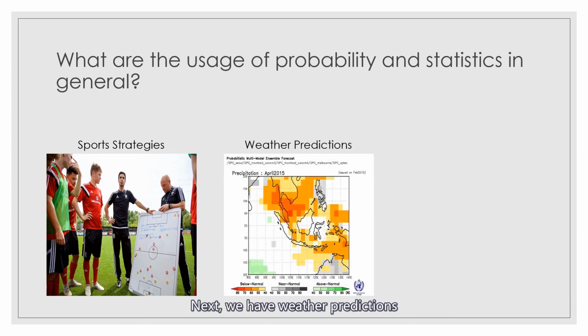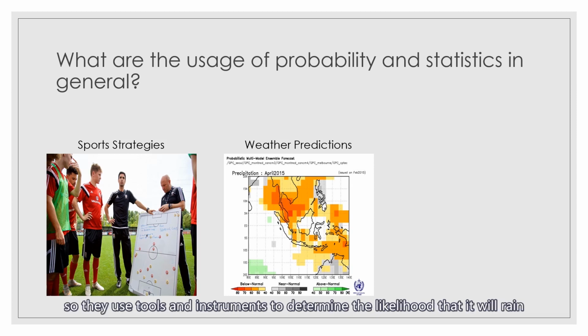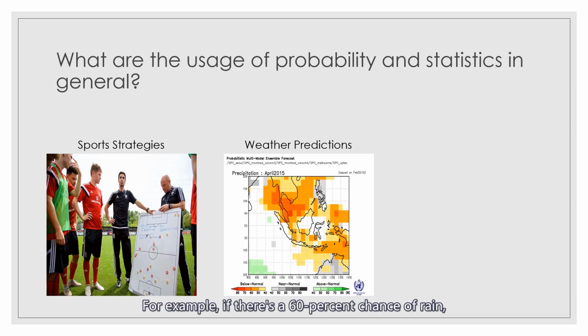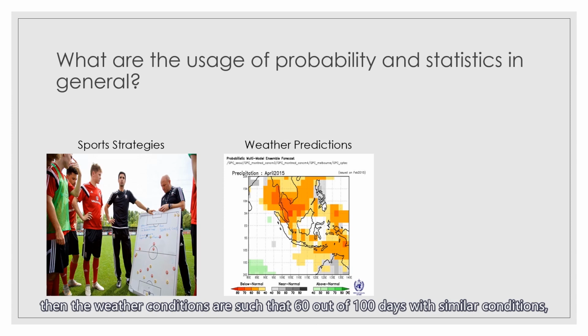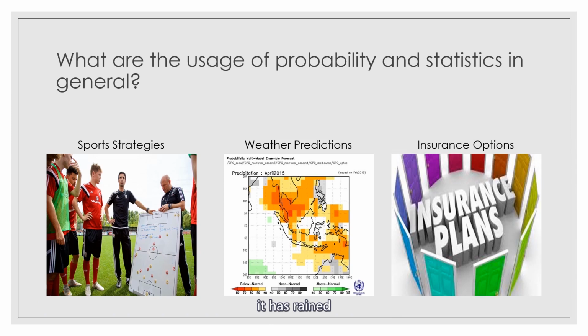Next, we have weather predictions. Meteorologists can't predict exactly what the weather will be, so they use tools and instruments to determine the likelihood that it will rain. For example, if there is a 60% chance of rain, then the weather conditions are such that in 60 out of 100 days with similar conditions, it has rained.